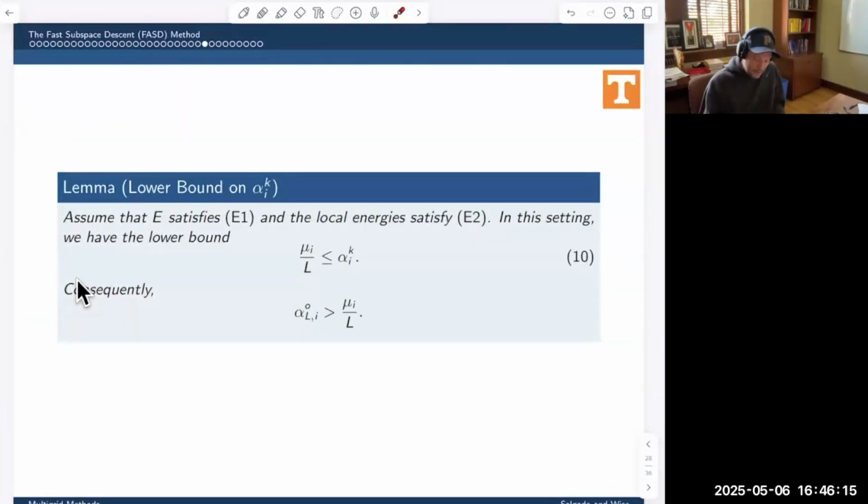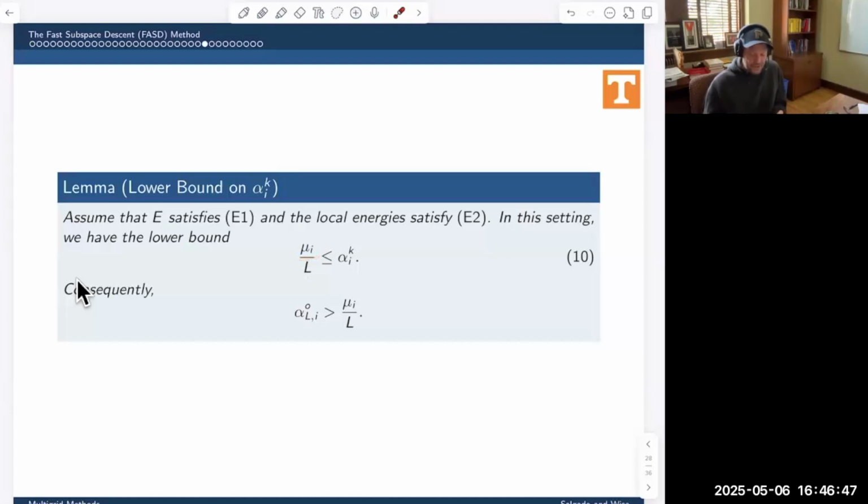All right, now it turns out all I need to finish up is a good lower bound on alpha_i^k involving some parameters that I am familiar with. And it turns out a lower bound on alpha_i^k is mu_i over L. I'm not going to go through this proof. I didn't even print it in the slides. Alpha_i^k is greater than mu_i over L.